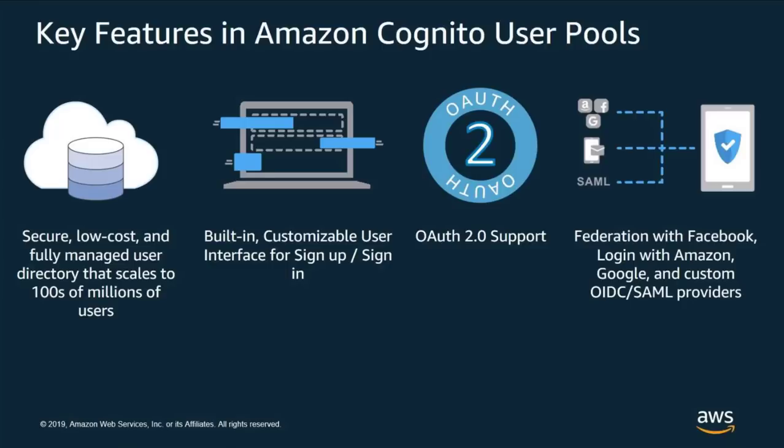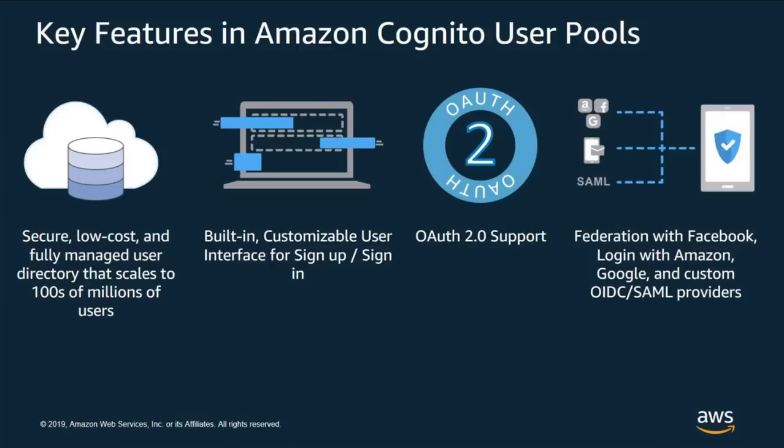So now let's look at some of the key features. There are many features of Amazon Cognito, but let's drill in on some of the key ones. We're going to double click on each of these, but just to give the rough framing. First, it is essentially a fully managed user directory that can scale to hundreds of millions of users that is fully managed on your behalf, by AWS in the cloud, right? Secure, low cost, and tremendously high scale.